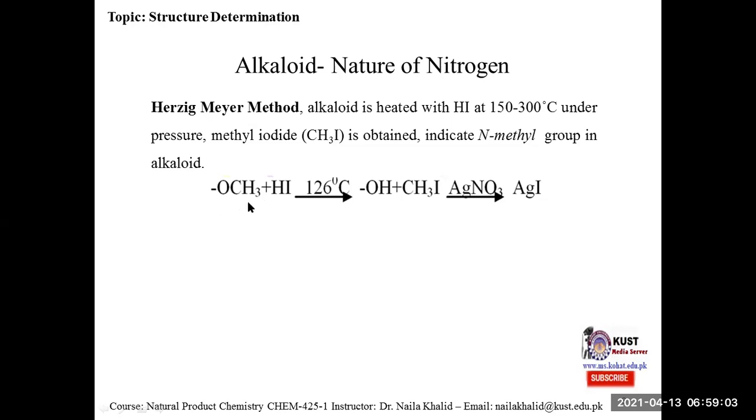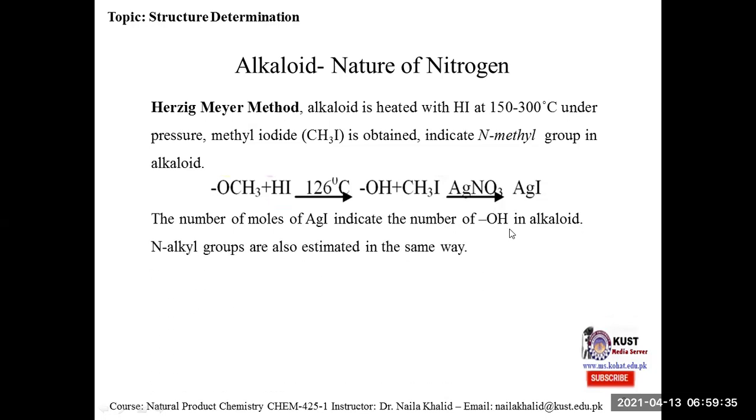If an alkaloid which contains a methoxy or N-methyl group is treated with hydroiodic acid, HI, at 126 degrees centigrade, it will give you methyl iodide, which is trapped by silver nitrate in the form of a silver iodide precipitate. The moles of this silver iodide will indicate how many OH groups or NH groups are present in the alkaloid. N-alkyl groups are also estimated in this way.